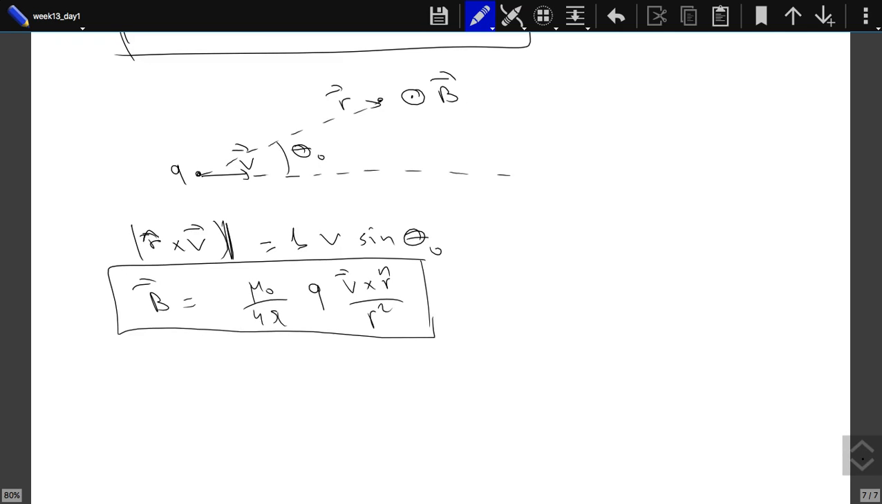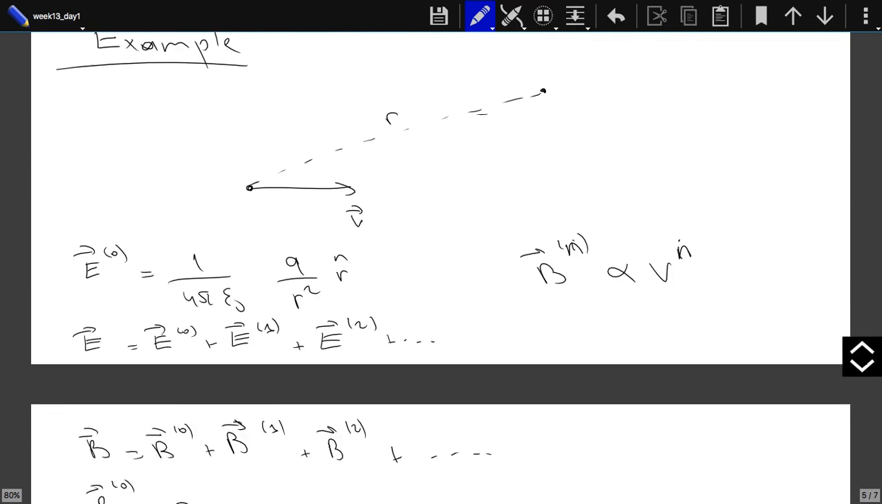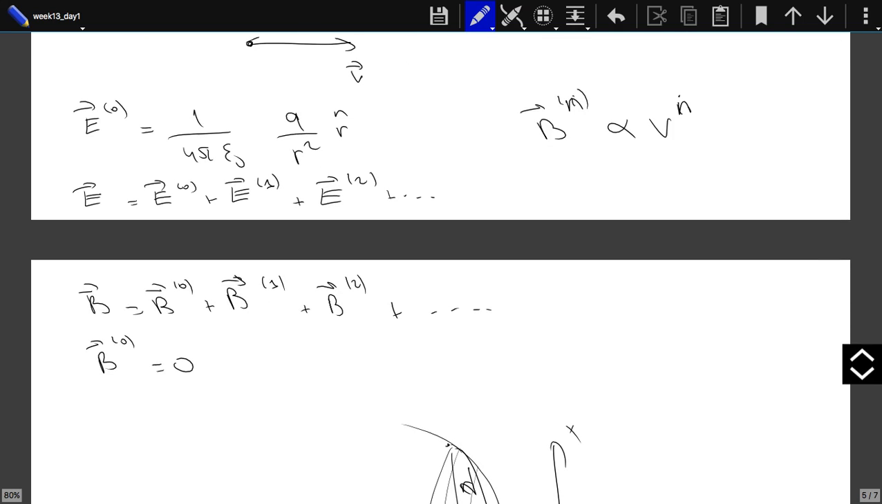To a first approximation. Remember, we said that this is nothing but the first approximation, because as the charge is moving, the magnetic field is also changing. This changing magnetic field will also create another electric field, which will modify the original electric field we had. The electric field will not be of this form.